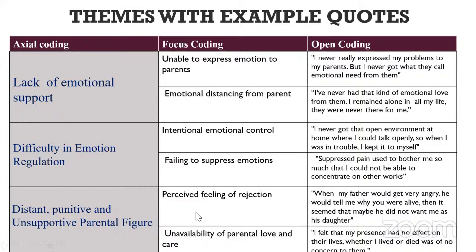From the next two focus codings, we can derive this axial coding, where they have expressed a perceived feeling of rejection and unavailability of parental love and care. So from these two focus codings, we have arrived at: distant, punitive, unsupportive parental figure. The person has already perceived that parental figure as distant, punitive, and unsupportive. Okay, so in this way, we can club the focus codings and derive the axial coding. We will go for some other examples also.